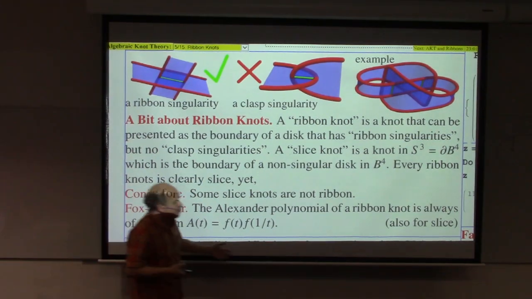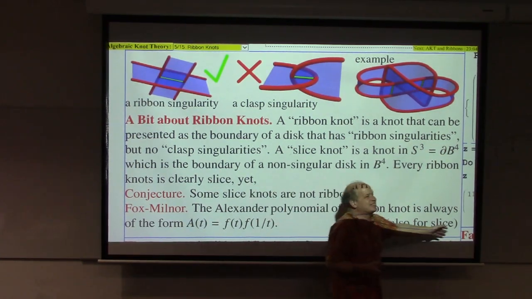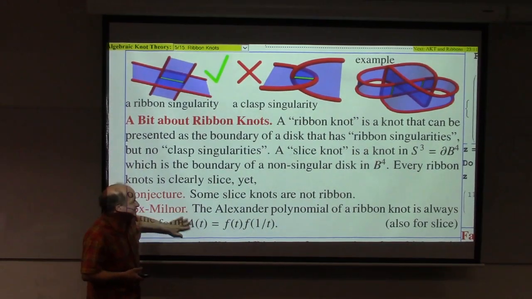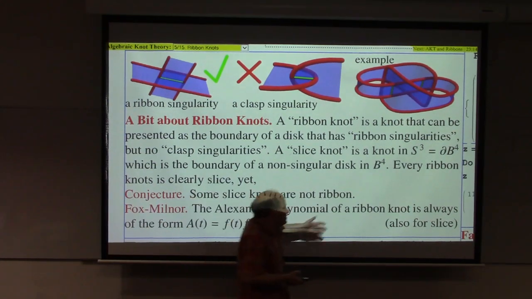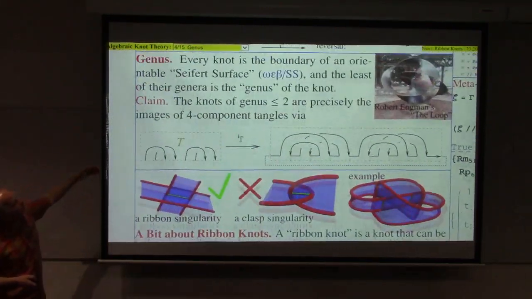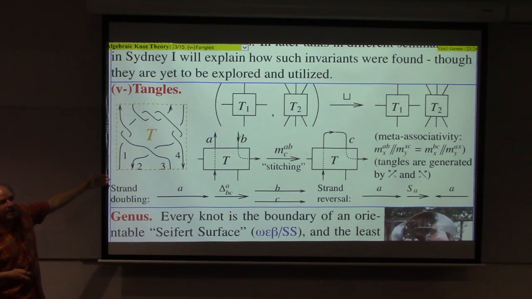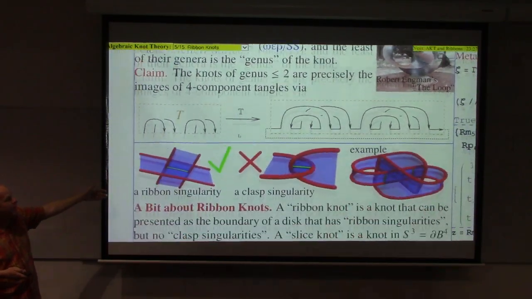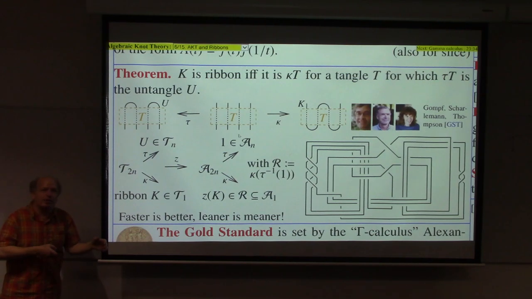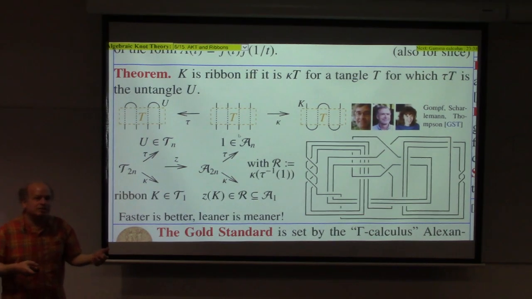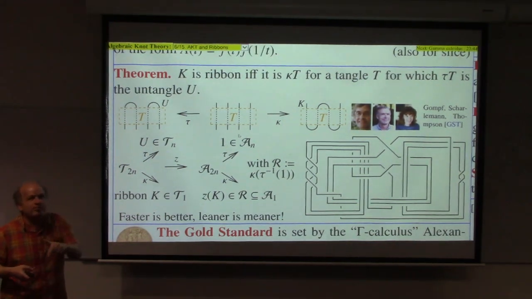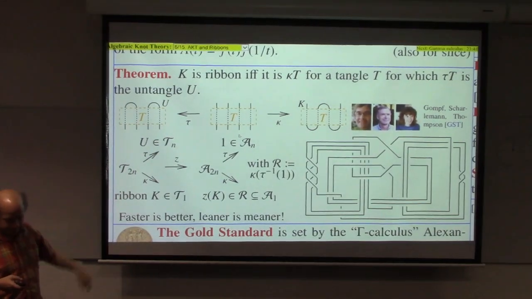Unfortunately, it fails because this Fox-Milnor theorem also holds for slice knots. But the idea is to look for better invariants that will have a similar property for ribbon knots, but not for slice. Now, I told you about the operations that I allow. I told you that the genus property is definable. I told you about ribbon knots. And now what I want to tell you is that ribbon knots are also definable using my operations. And therefore, if I found a good invariant, it would potentially lead to a way of detecting non-ribbon knots, which might lead to a solution of this conjecture.